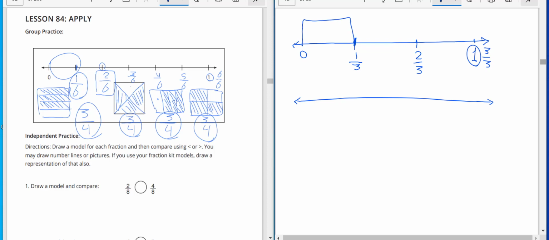Represent 1/3 in this number line like this, and in another number line represent 2/3. So divide this number line into 3 equal parts like this: first part, second part, and third part. The first mark is written 1/3, the second mark 2/3, and this mark 3/3.